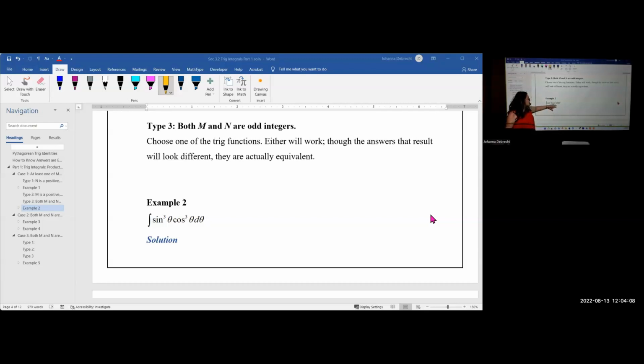So let's take a look at this one right here as an example. We have sine cubed of theta, cosine cubed of theta. And again, it could be x. I just use theta, no particular reason. But at any rate, let's take a look now and see what we've got on this particular one.